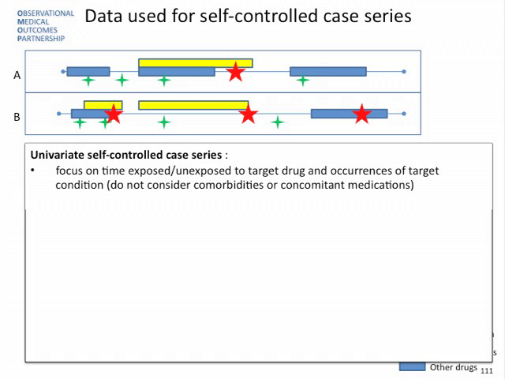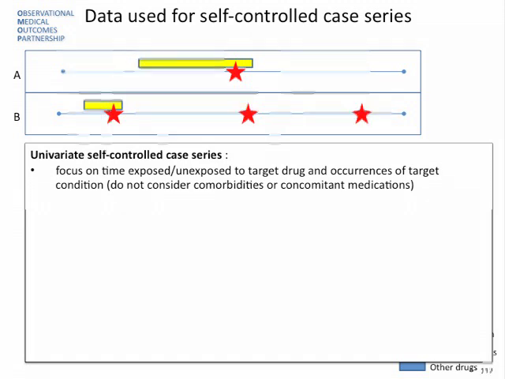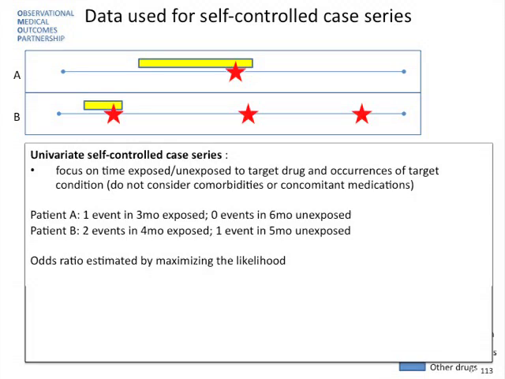What we're really looking at is a comparison of the rate of events while exposed versus the rate of events while unexposed within the same person. So you're inherently controlling for a lot of confounding that might occur if you're comparing across people. Your person becomes their own control. You'll notice you're ignoring the other exposures and to some extent the other comorbidities.